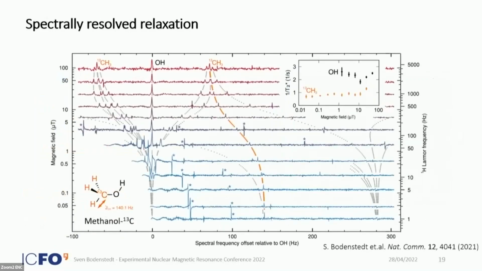And then we can also combine that, so we can also do spectrally resolved relaxation, where you just have a molecule. Here's methanol, carbon-13 labeled, and we look at the relaxation rate as a function of the field.